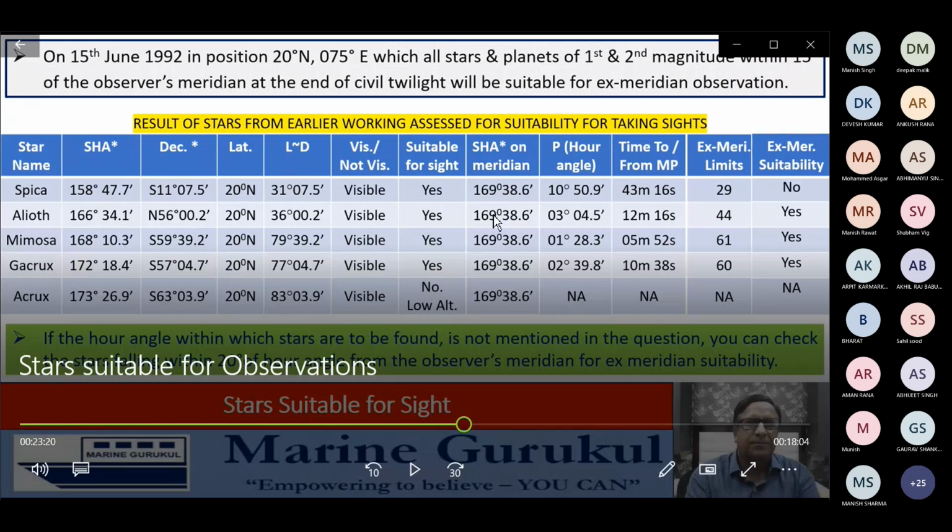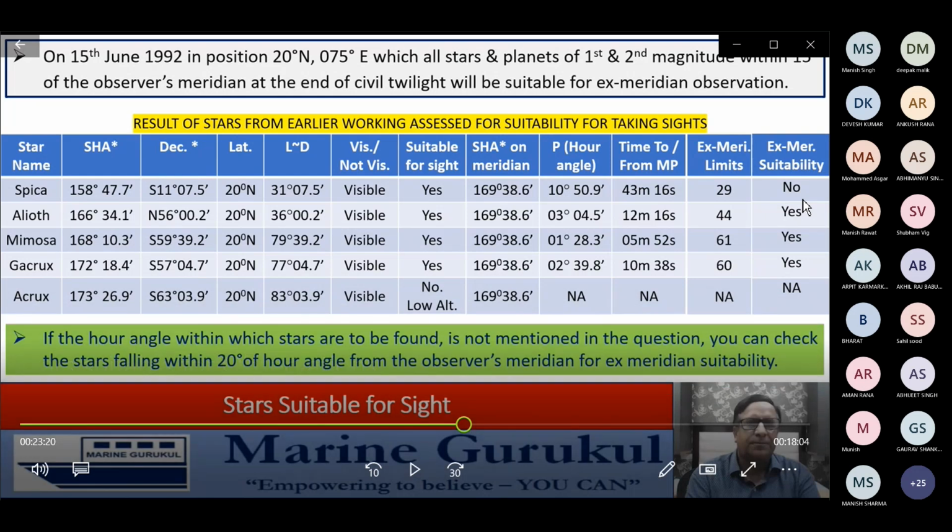So in the next step, we found the angle P of every star. How did we get angle P? We found the SHA of the star from the table. We have the SHA of our meridian. We took the difference of these two and got the angle P. And when we divide angle P by 15 degrees, we get the time from or to meridian passage. We compare this time with the ex-meridian limit, and if this time is inside the limit, the star is suitable for an ex-meridian sight, otherwise no. So this is what we did in the last session.